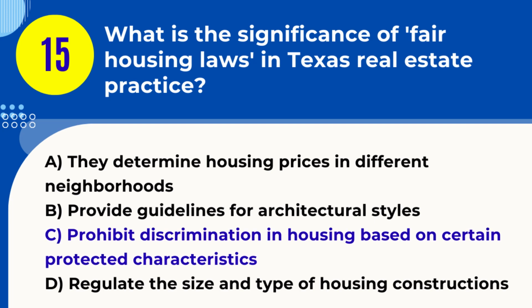Answer. C. Prohibit discrimination in housing based on certain protected characteristics. Explanation. Fair housing laws in Texas are crucial as they prohibit discrimination in the sale, rental, and financing of dwellings based on race, color, national origin, religion, sex, familial status, or disability, ensuring equal housing opportunities for all.